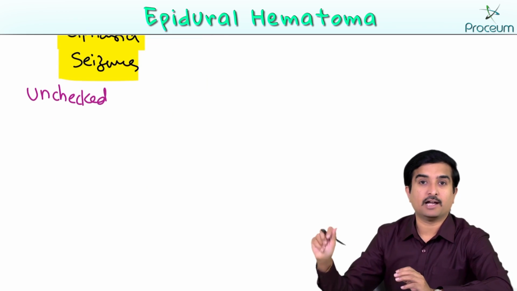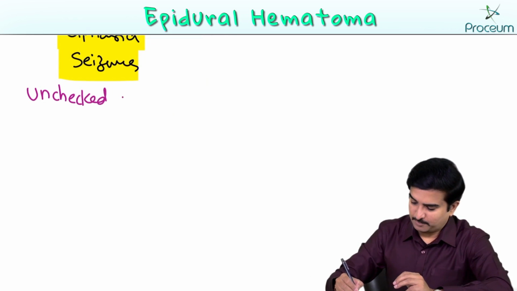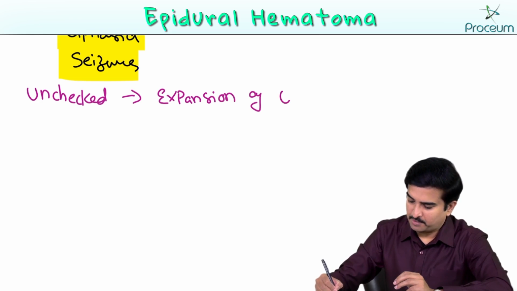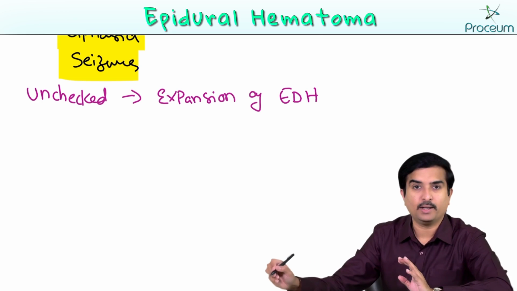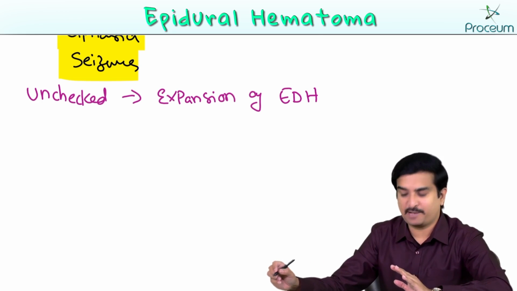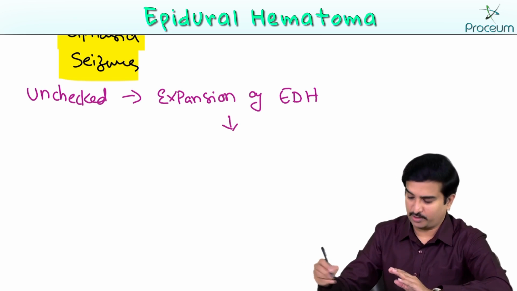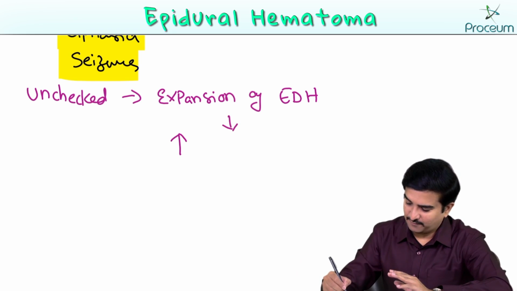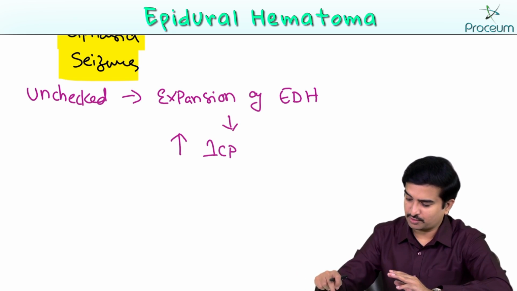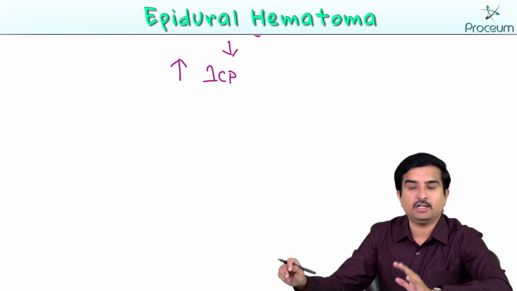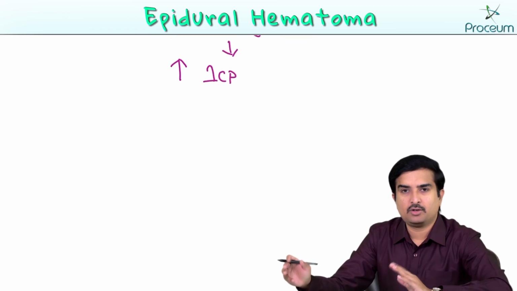If the hematoma is unchecked, what will happen? There will be expansion of the epidural hematoma, right? Because of the expansion, what will be the condition? Elevated intracranial pressure. So concentrate on these points. Because of the elevated intracranial pressure, what will happen?